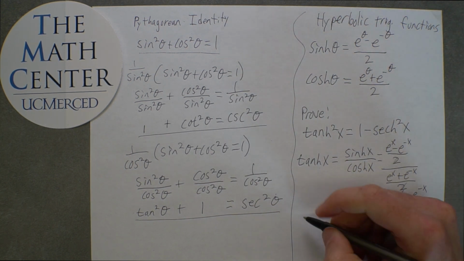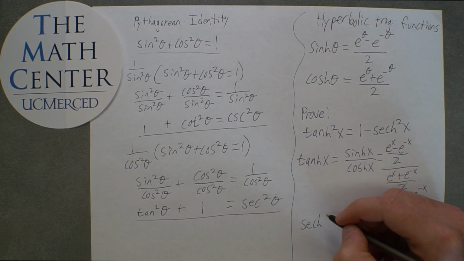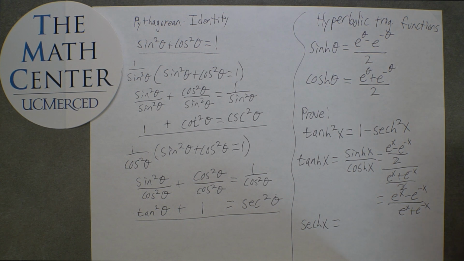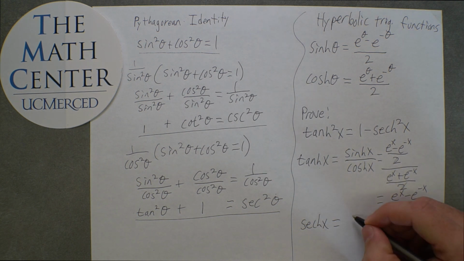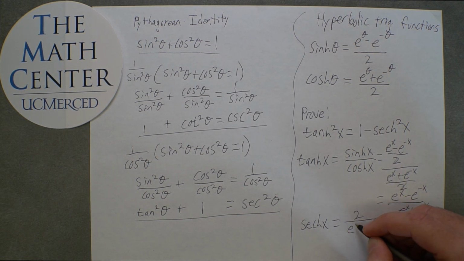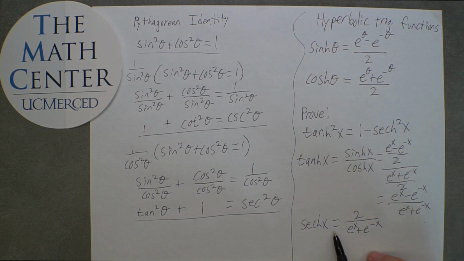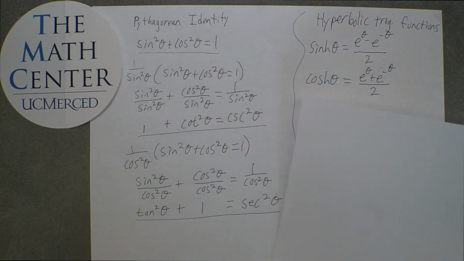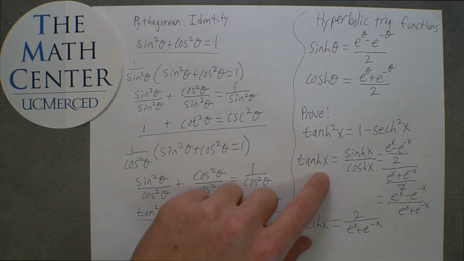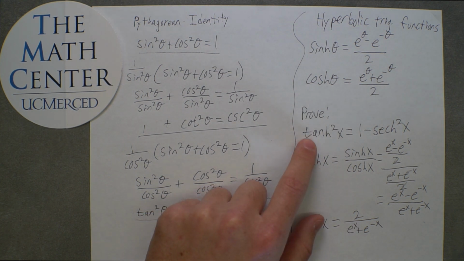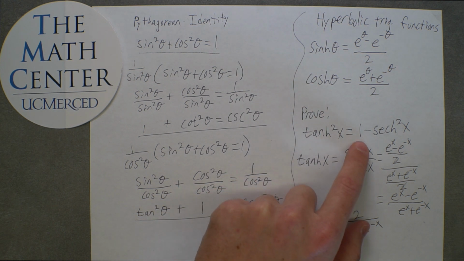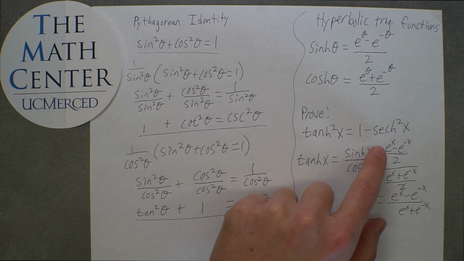And then sech of x is going to equal the reciprocal of cosh. So we will get 2 over e to the x plus e to the negative x. So now, starting from here, now that we know what tanh and sech are, we can start with the left-hand side of this equation and work our way to make the right-hand side of the equation, and that will allow us to prove this identity.